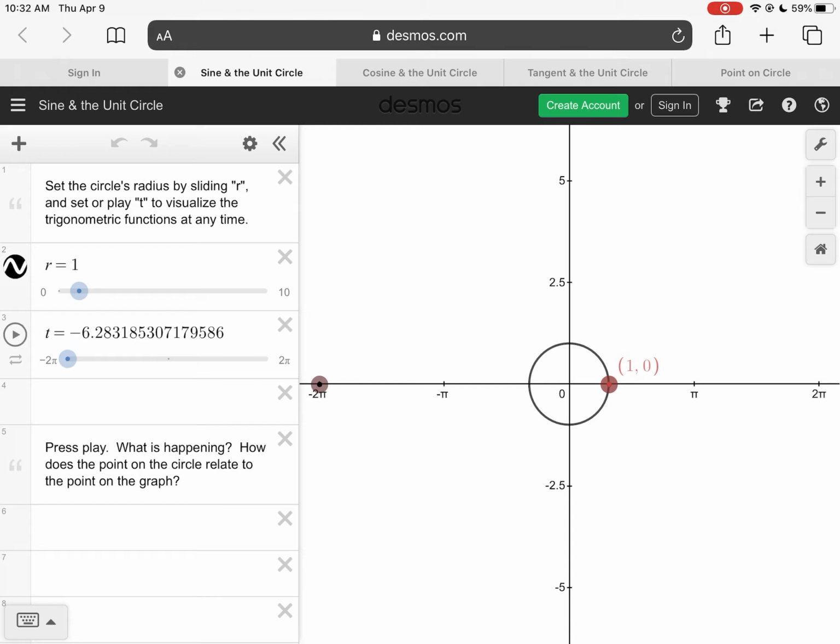So in this video, I'm going to take a look at sine and the unit circle. And so here, we're going to press play. What's happening here? Whoa, that's cool, huh? Take a look at that blue curve.